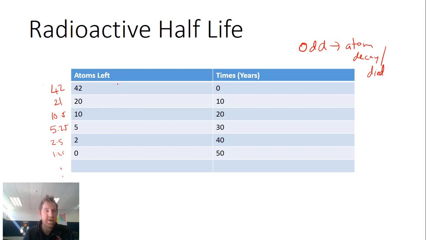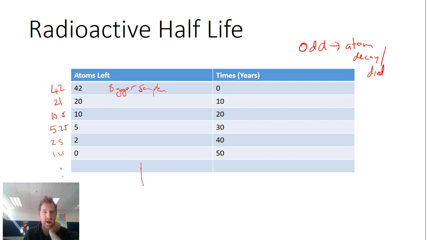And it turns out the bigger the sample size, the closer this is going to be to what we'd expect. When we have a bunch of atoms, we're talking billions of atoms just in a little speck of rock, it follows what we'd expect. Halving follows it very, very nicely.